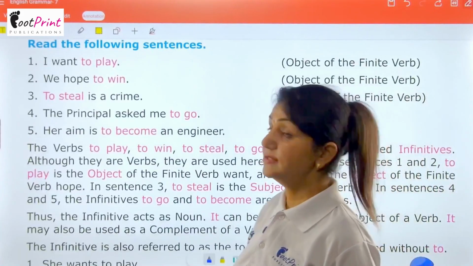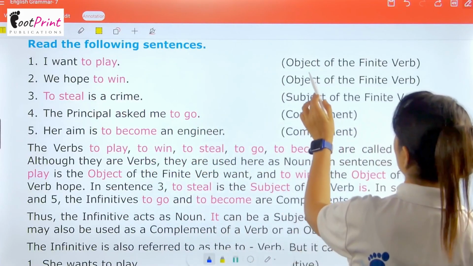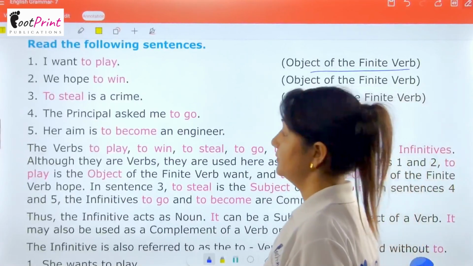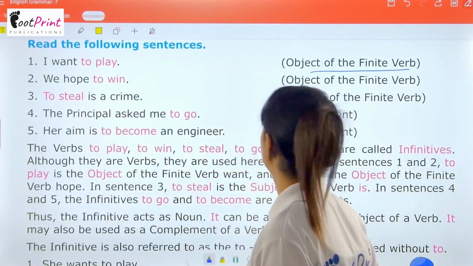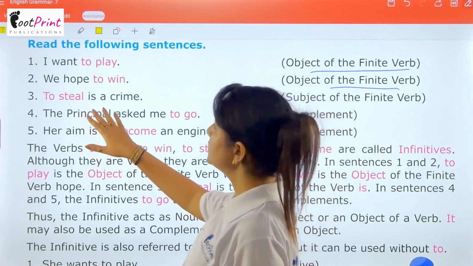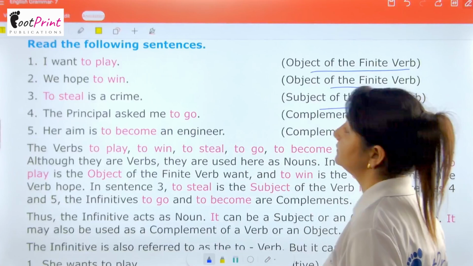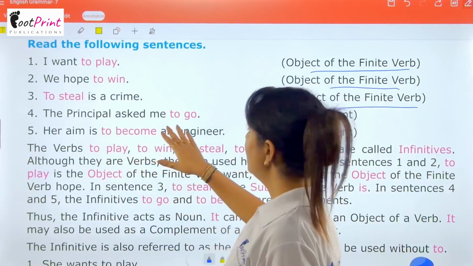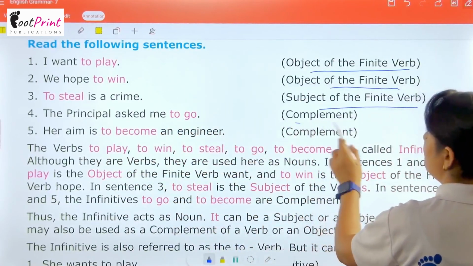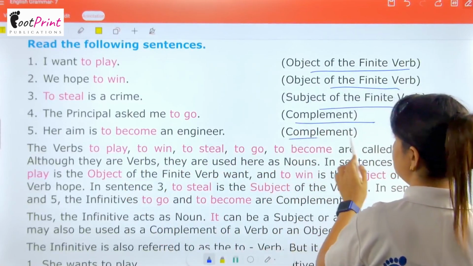Read the following sentences. I want to play. Object of the finite verb. We hope to win. Object of the finite verb. To steal is a crime. Subject of finite verb. The principal asked me to go. Complement. Her aim is to become an engineer. Complement.